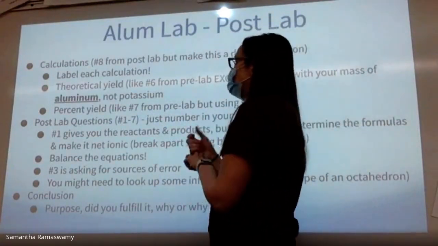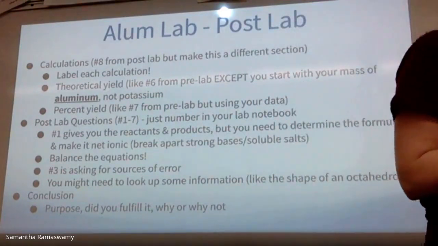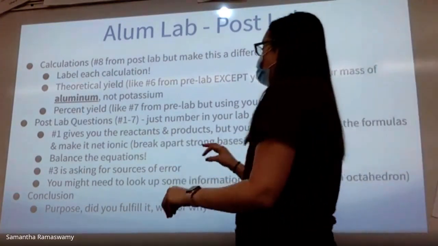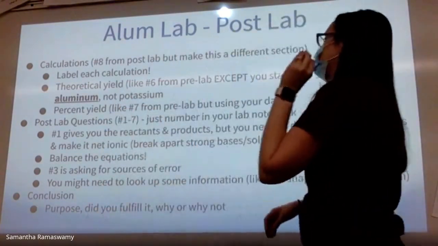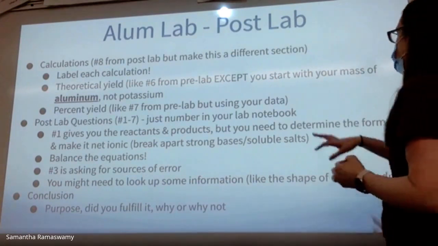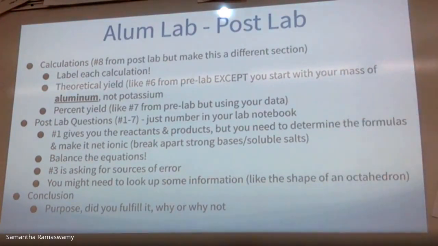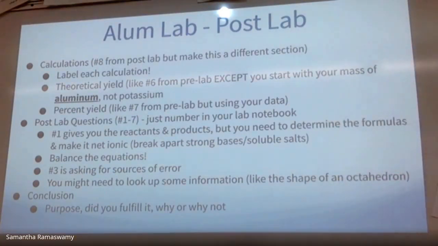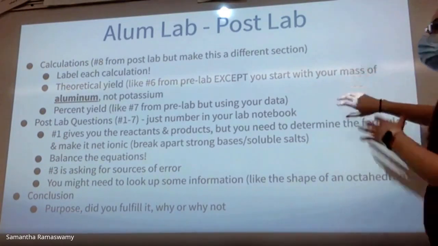You're going to have 2 calculations, theoretical yield and percent yield. So don't forget to label the calculation. So label theoretical yield, and then that's like number 6 from the pre-lab, except start with your mass of aluminum, not potassium. And I'll put this slide on the stream when I post everything. And I'll talk a little bit about this when I make the pre-lab video. And then you'll have percent yield. That's like number 7 from the pre-lab, but you're going to use your data. So what mass of crystals did you collect versus your theoretical yield times 100.